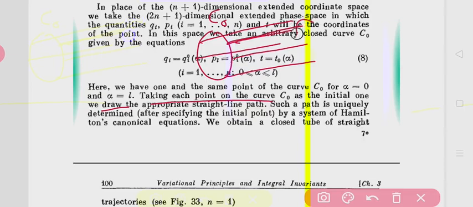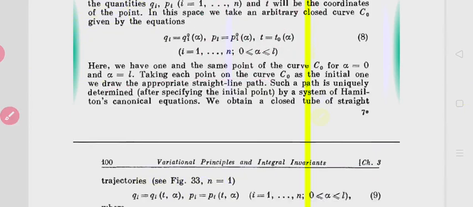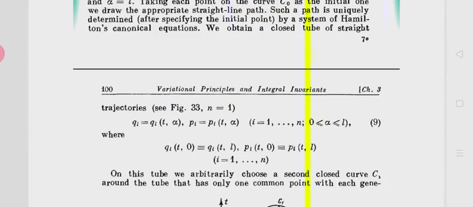So over here when we join these points also we will get some curve. So these are the trajectories for every point on the curve C naught. That will be the trajectories of the formed tube, you can say. And for the trajectories, the values are given by qi, which is a function of t and alpha. Qi is a function of t and alpha, and pi is also a function of t and alpha.